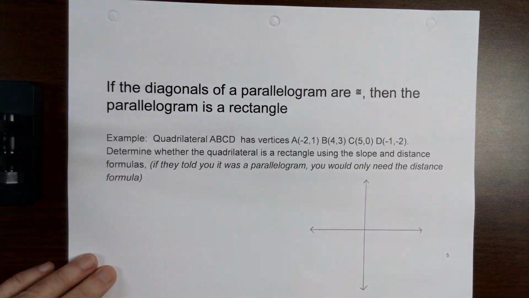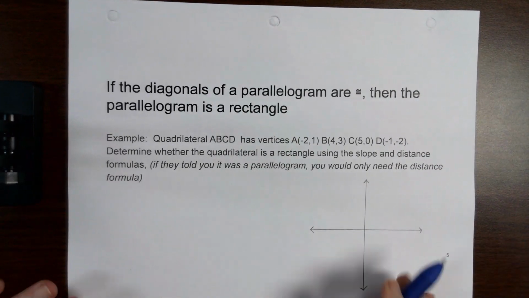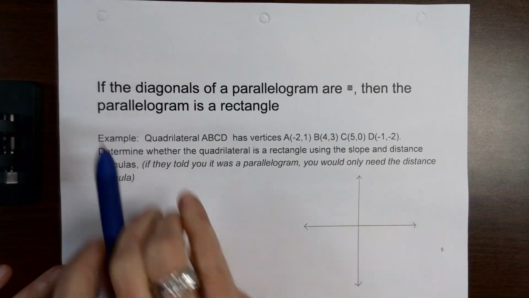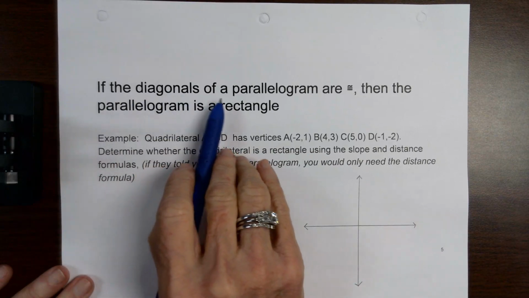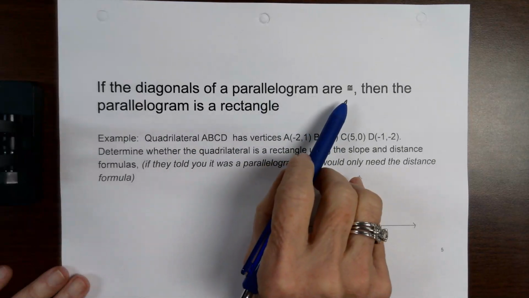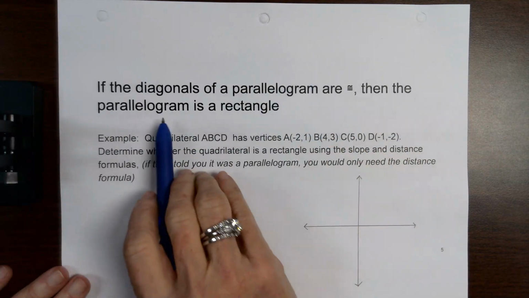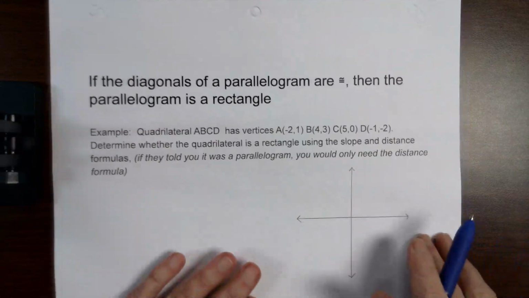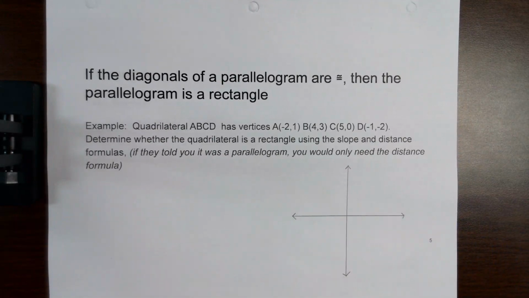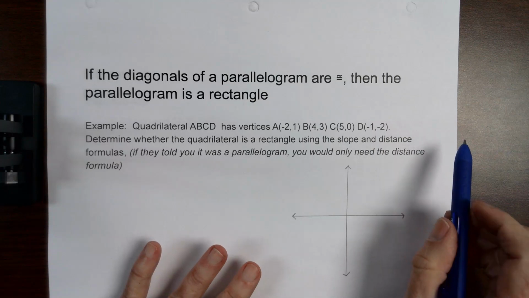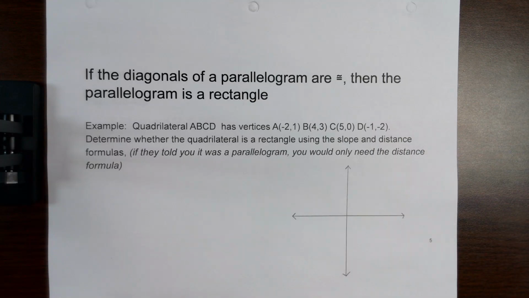All right, then we have another theorem that has to do with these rectangles. It says if the diagonals of a parallelogram are congruent, then the parallelogram is a rectangle. And here's an example problem of that. It says you have a quadrilateral ABCD that has these vertices. Determine whether the quadrilateral is a rectangle using the slope and the distance formula.